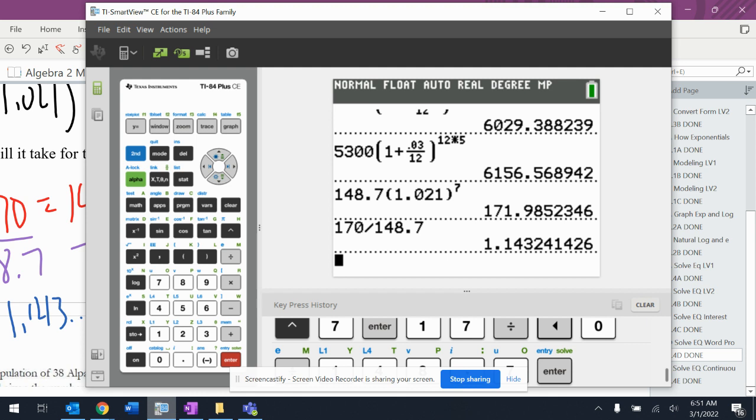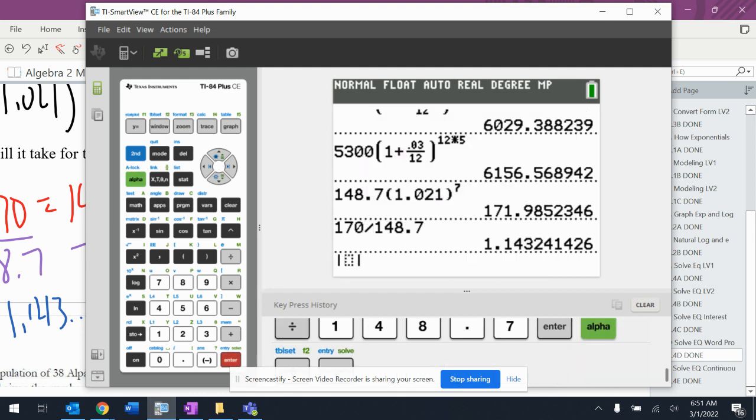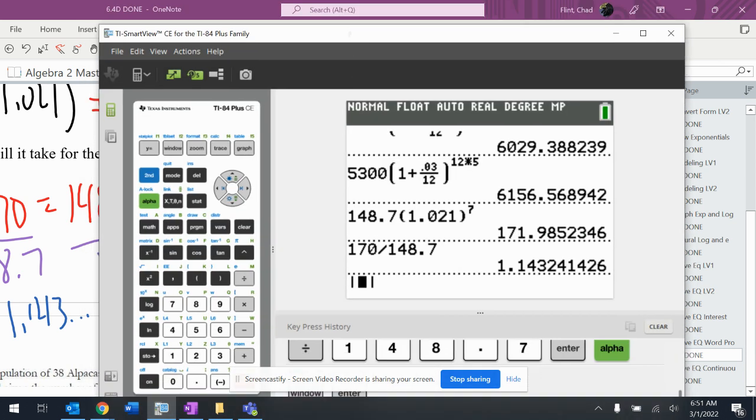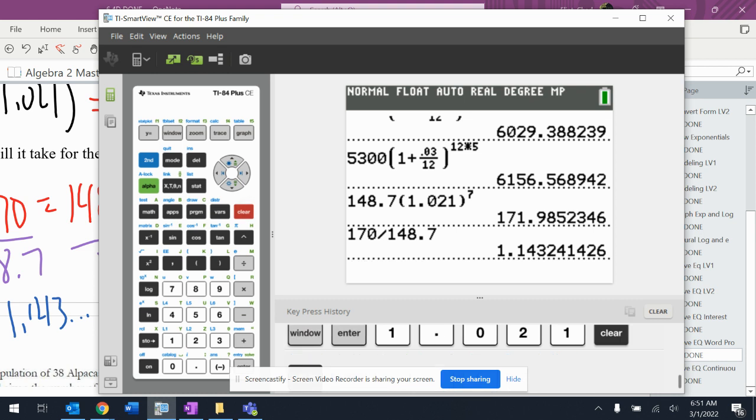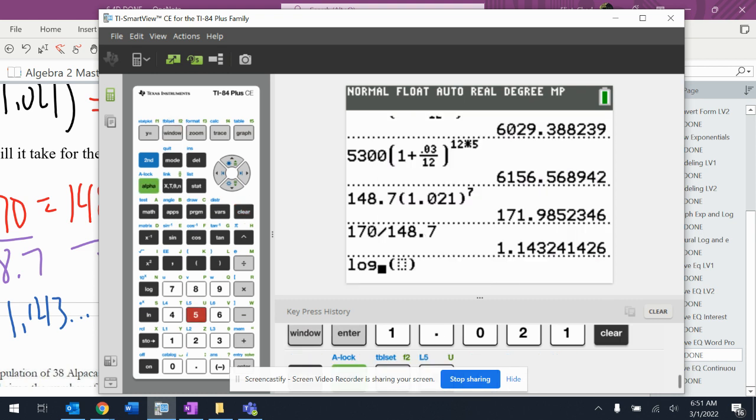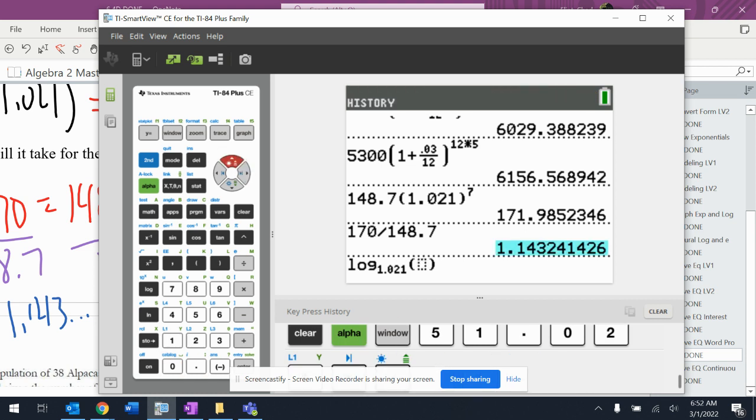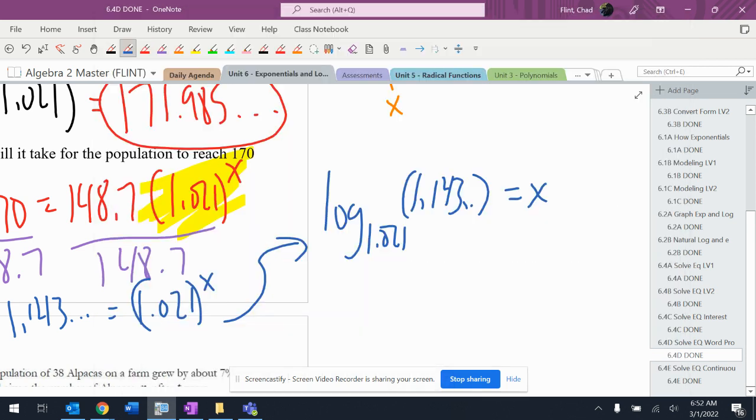The logarithm part goes in the calculator. Alpha, window, enter. 1.021 goes down there. That's not what I want. Sorry. Alpha, window, 5. Okay, there we go. And then I go into the parentheses, go up, hit enter, hit enter. 6.441. So about 6.4.